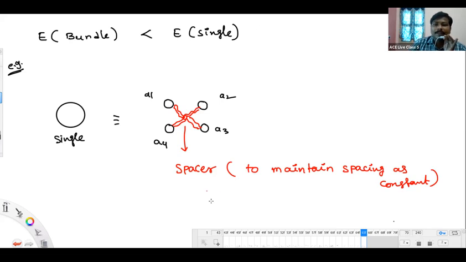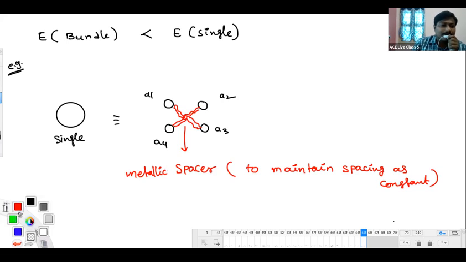Listen please. Successively for each and every 50 meters length, we keep this spacer, so that the spacing is maintained as constant throughout the length. With what material do we construct this? Metal or insulator? Metal. It's a metallic spacer, because all the 4 conductors belong to the same phase. Whether you use insulator or metal, it's not going to make any change. So we go with a metallic spacer to have good mechanical strength.